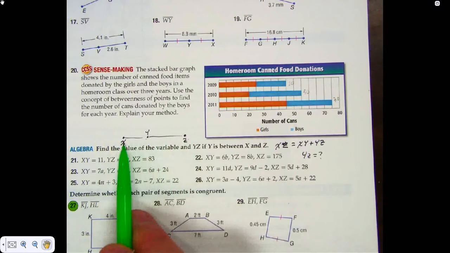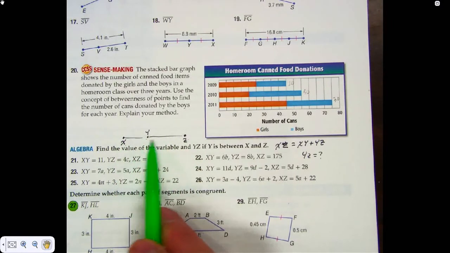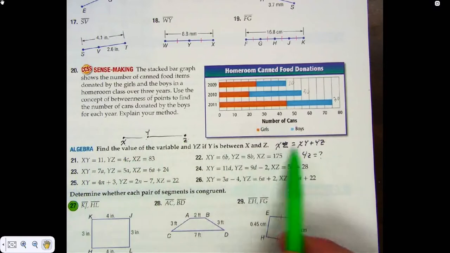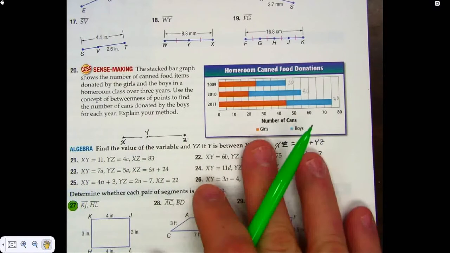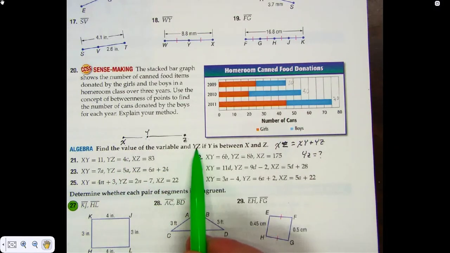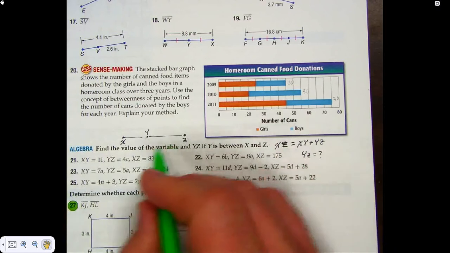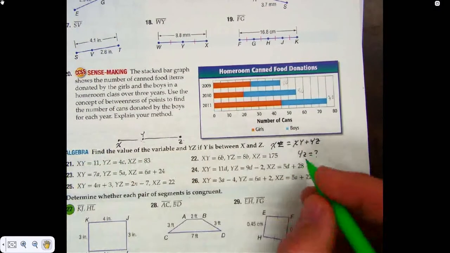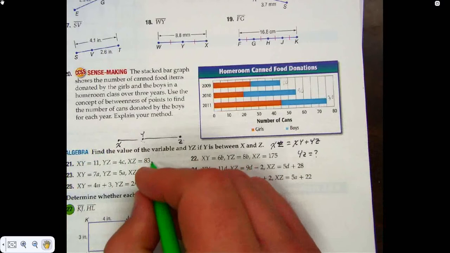Finding what they need. Here you'll have to find C and then plug it in to find what? YZ. So on number 21, what would your equation be? What is X to Z, did they say on 21? So 83 is equal to, what is X to Y on 21? Plus, what is Y to Z? 4C.